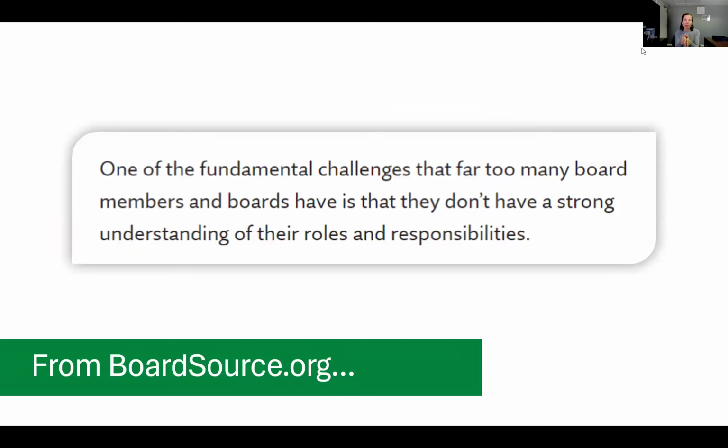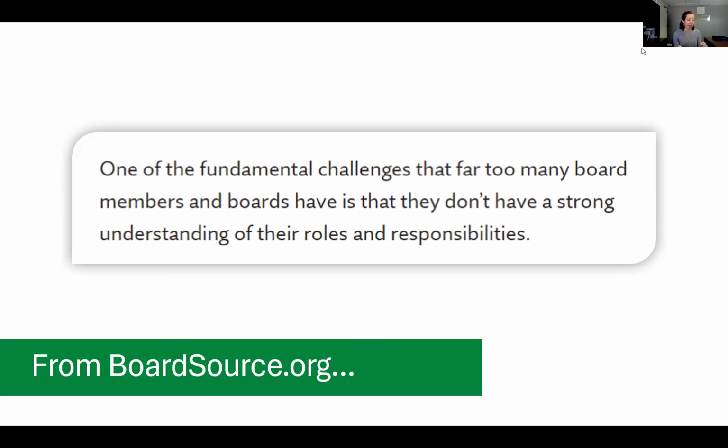I'm now going to zoom in on board roles and responsibilities. This content, similar to the quote that Wes read earlier, is from a nonprofit, surprise, surprise, based in Washington, D.C. called boardsource.org. They have fantastic materials and handouts. I use a lot of their content in the training that I do, and I encourage you to take a look at some of their materials.